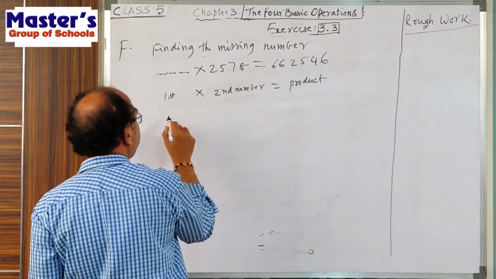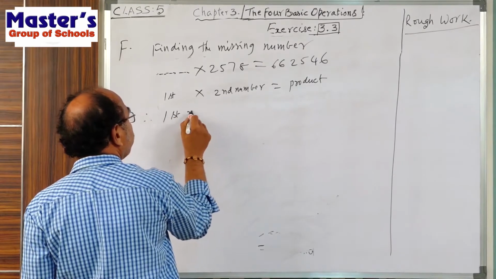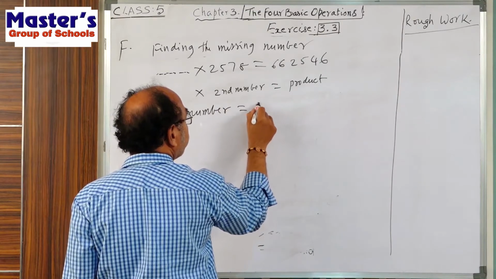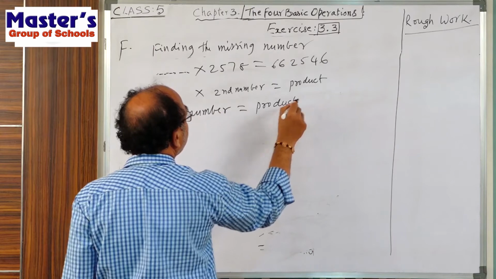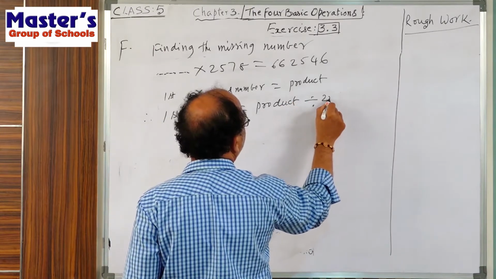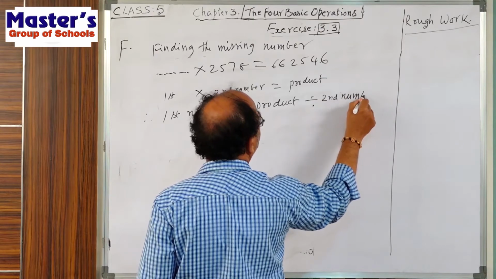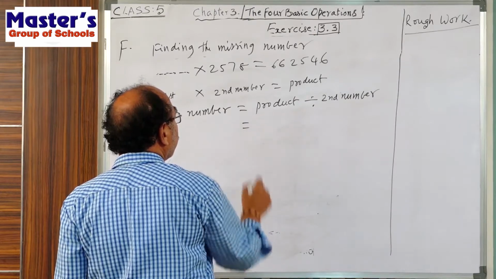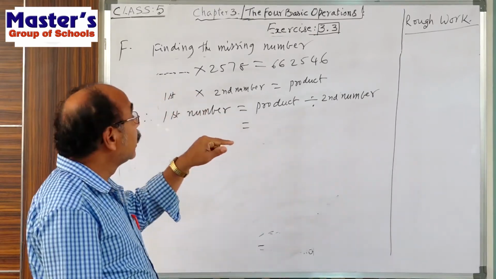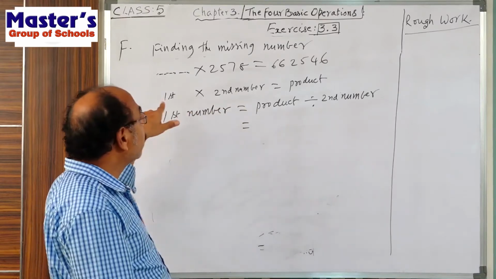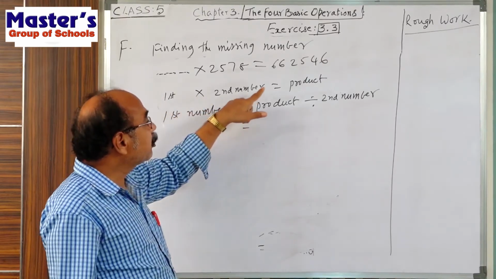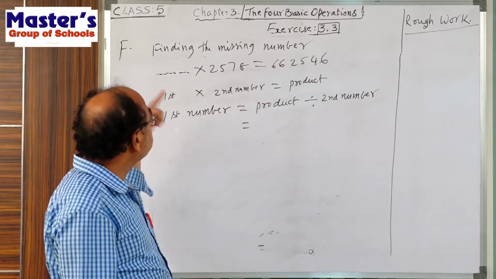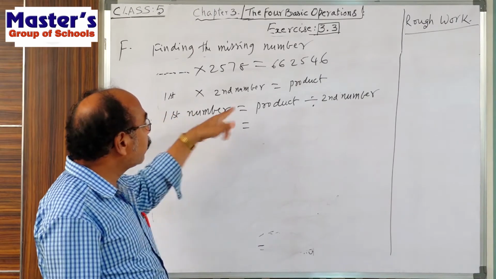So to get the first number, what do we have to do? We divide the product by the second number. Okay, children. Sometimes they will ask for the second number and give the first number. Then the second number is equal to product by first number. Here the first is required. That's why first is equal to product by second number.